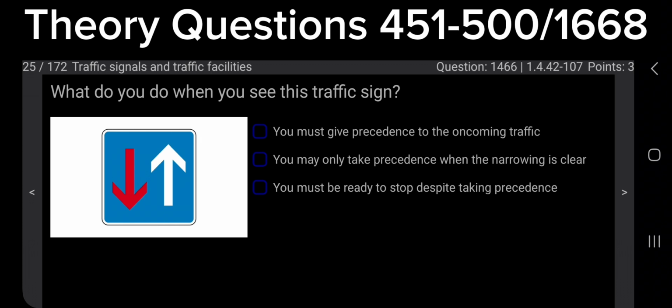What do you do when you see this traffic sign? You must give precedence to the oncoming traffic. You may only take precedence when the narrowing is clear. You must be ready to stop despite taking precedence.